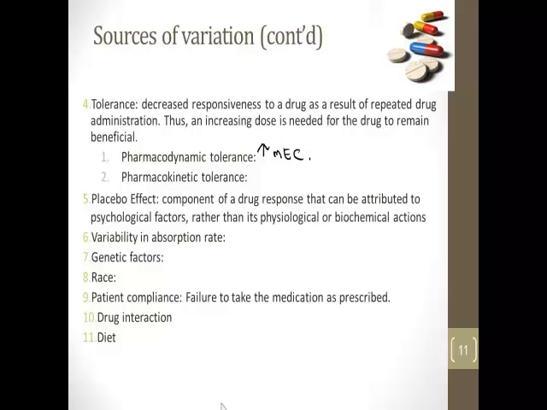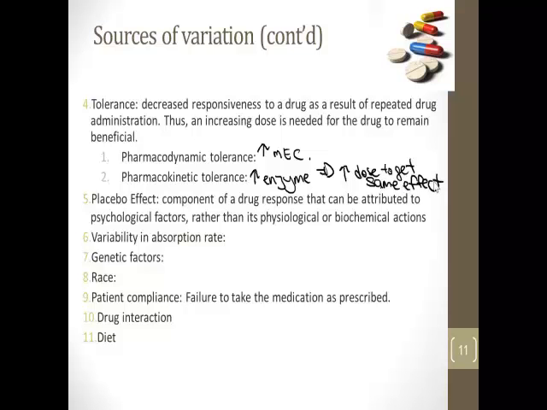The other one is pharmacokinetic tolerance, and this is usually metabolic. The enzyme levels increase, so you have to increase the dose to get the same effects. Okay?